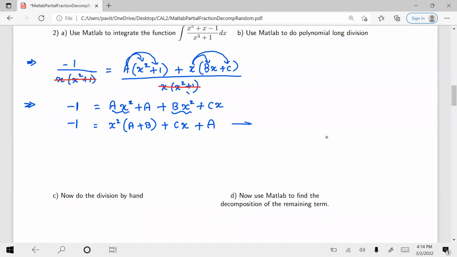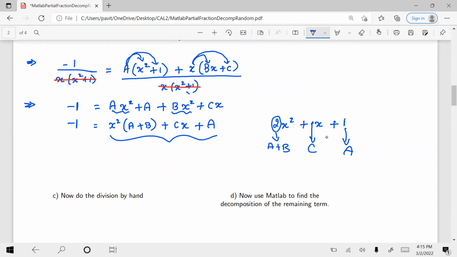So this is in the form of the example which I showed you, 2x square plus x plus 1. Now this 2 here is nothing but a plus b. In our problem, this is a plus b. And this 1 here is c. This 1 is a. This is just an example. I'm just making you understand what these a plus b, c, and a are.